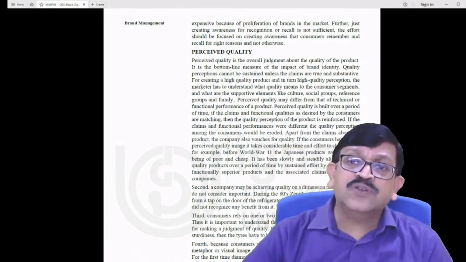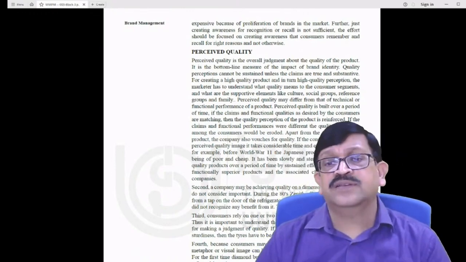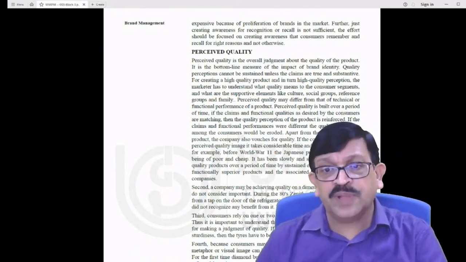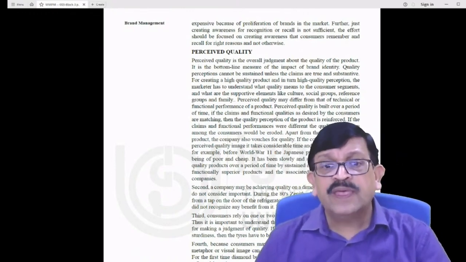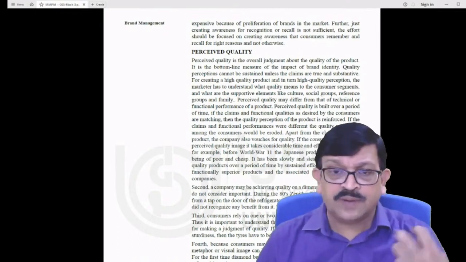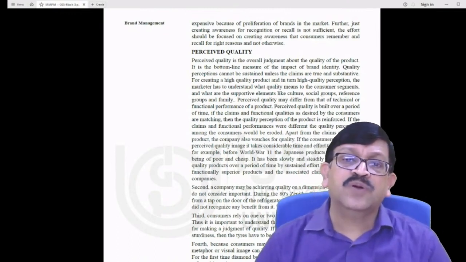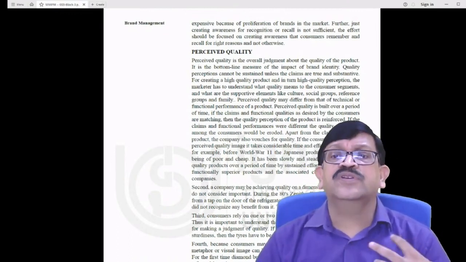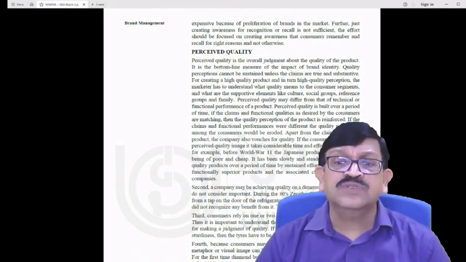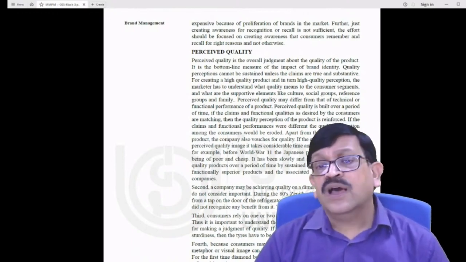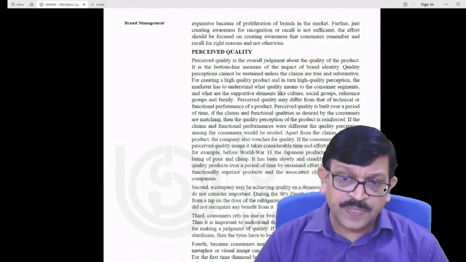If the promises that you have made in your advertisements get implemented when the consumers are using it, the consumer experience has been good, and it matches the requirements which you have talked about, then obviously it works, it gets more reinforced, and the perception is very good. Otherwise, it can also spell disaster.